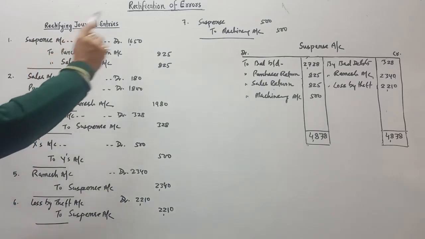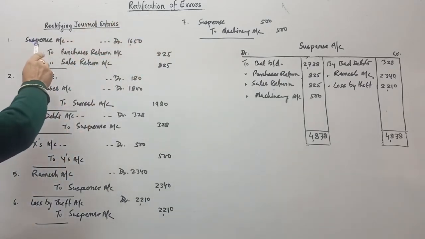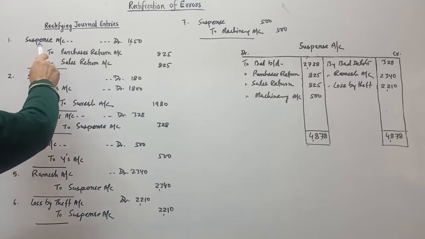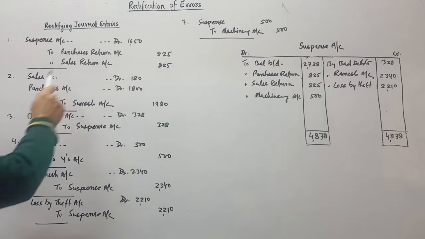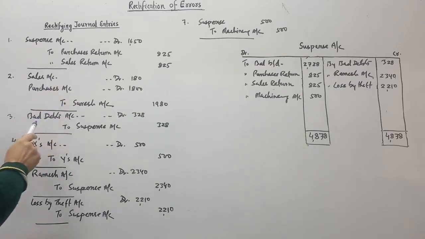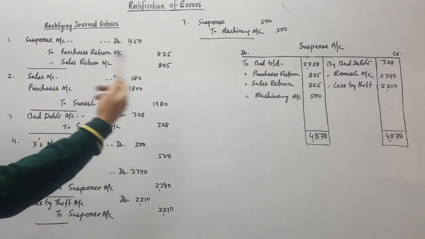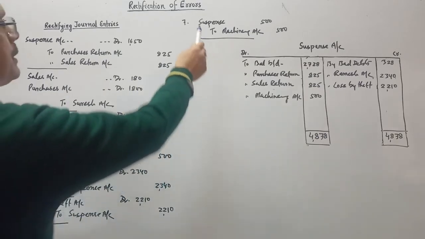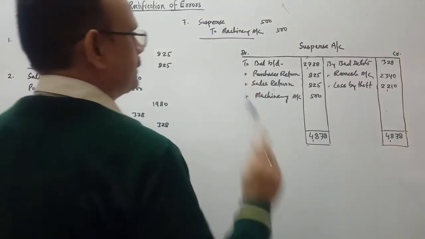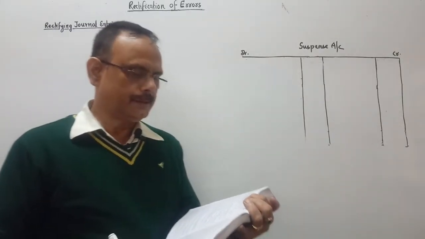So we have done the posting to the concerned suspense account. Suspense account is on debit, so on the debit side we have done the posting to purchase return and sales return. Here there is no suspense. Here the suspense is in credit, so the credit side we have done the posting. Suspense is on credit, so credit side. Suspense is on debit, so debit side. Come to the next question.